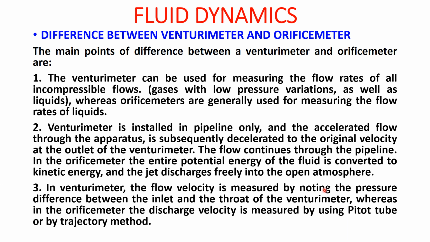And the last one is, in a Venturi meter, the flow velocity is measured by noting the pressure difference between the inlet and the throat of the Venturi meter, whereas in an orifice meter, the discharge velocity is measured by using a pitot tube or by a trajectory method. What does the trajectory method mean? We are predicting how the water will discharge into the atmosphere when the jet diverges from the streamline. So this is nothing but the trajectory method.